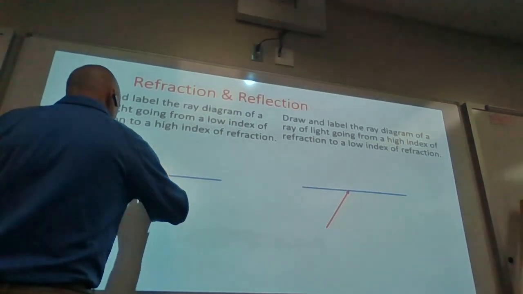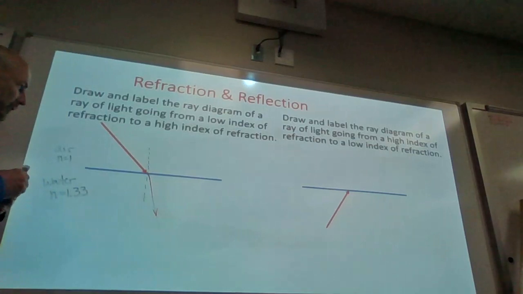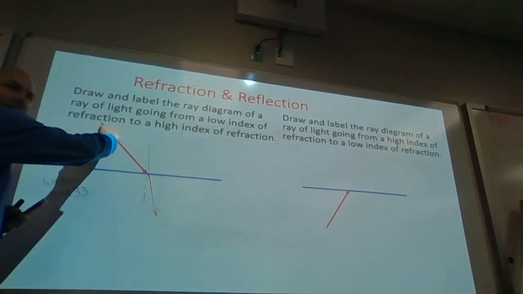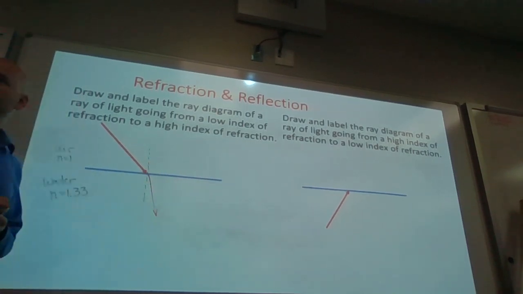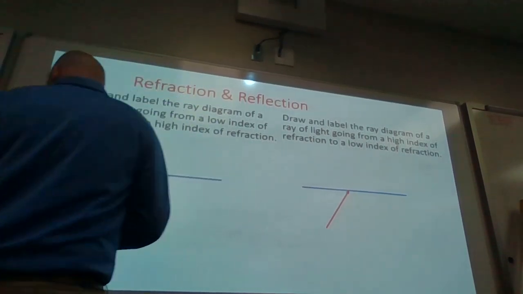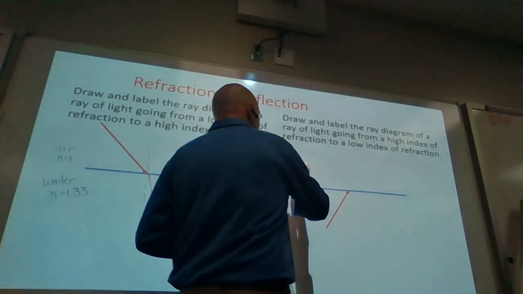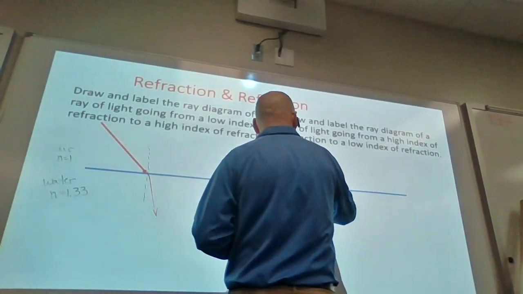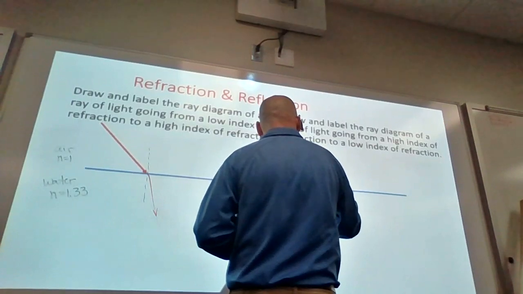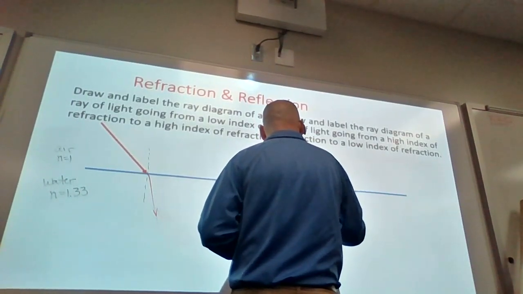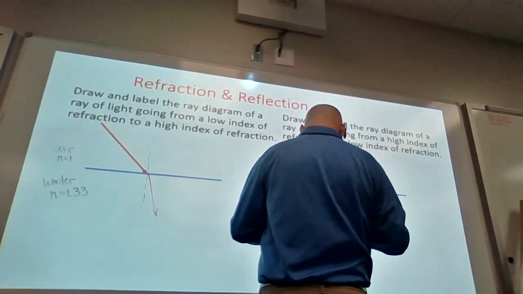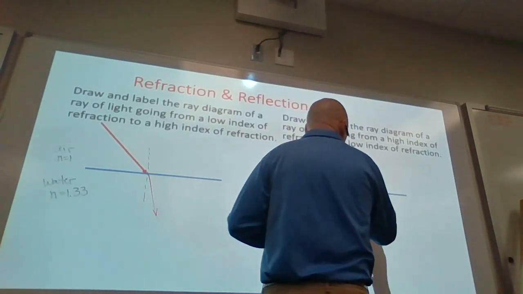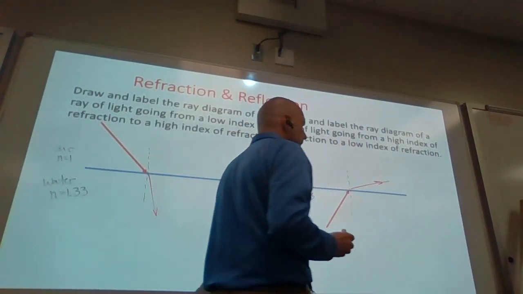Okay. Here's your wheelchair going on a sidewalk and then going into grass. It slows down, bends towards the normal line. Okay. Now, going from a high index of refraction to a low index of refraction, obviously it does the opposite. And it is going to bend away from the normal line.